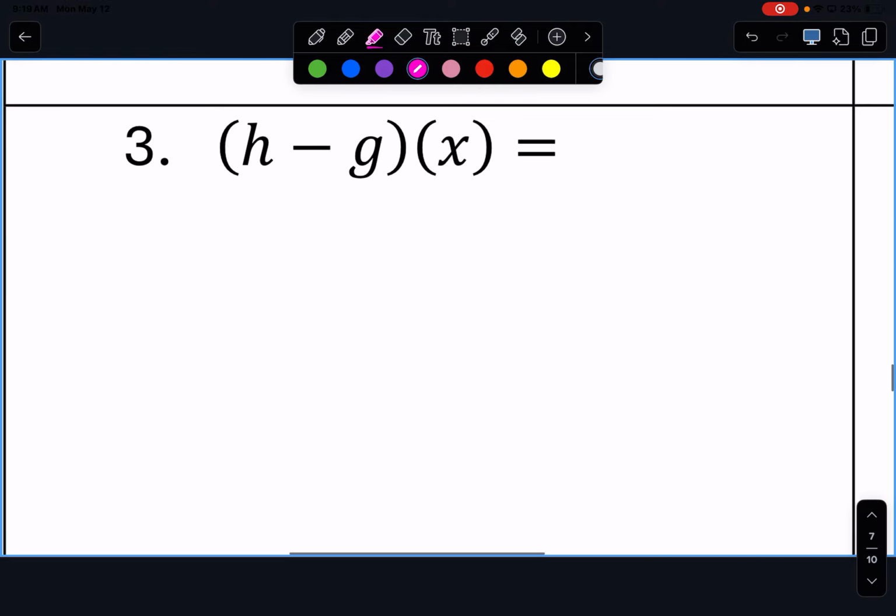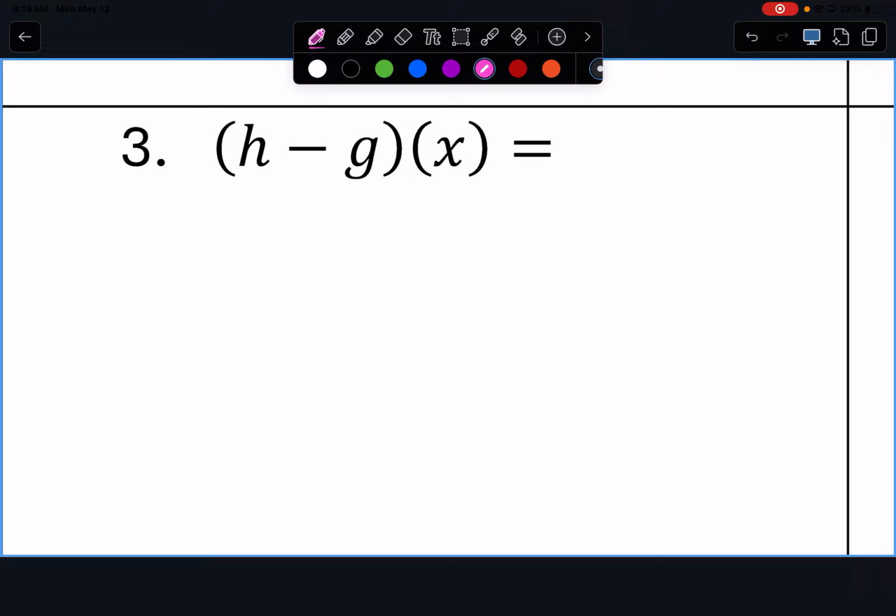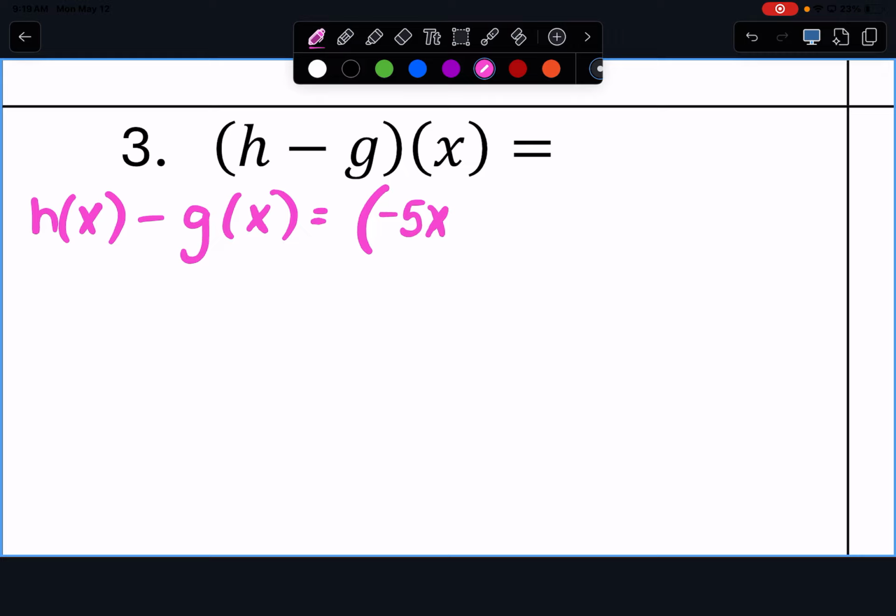Okay, number 3. We are going to do h of x minus g of x. So what is h of x? Negative 5x plus 2. And then we have minus. What is g of x? X squared plus 2x plus 7.